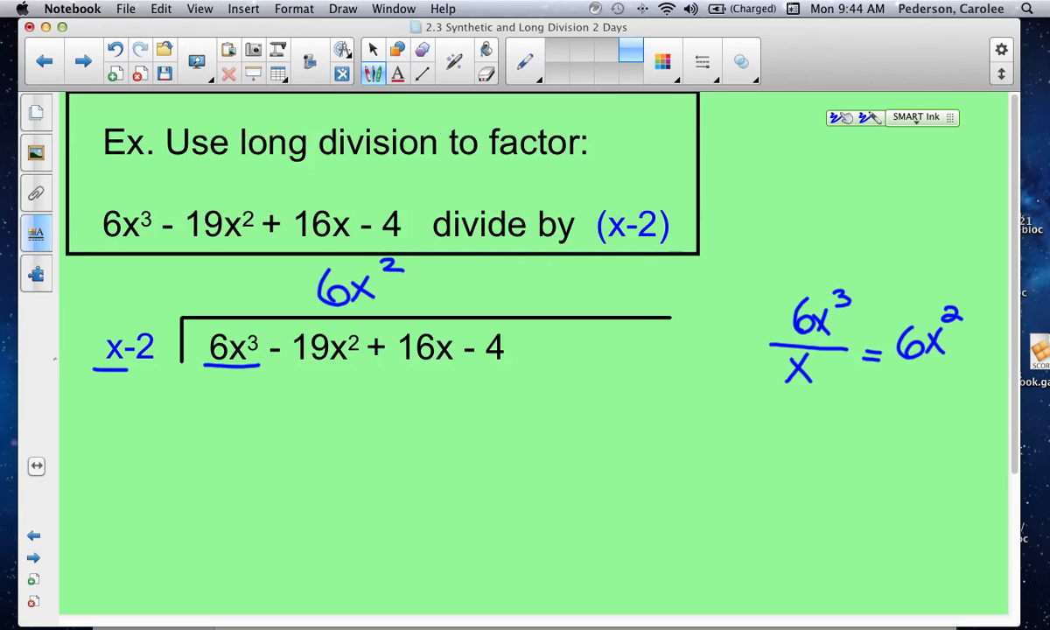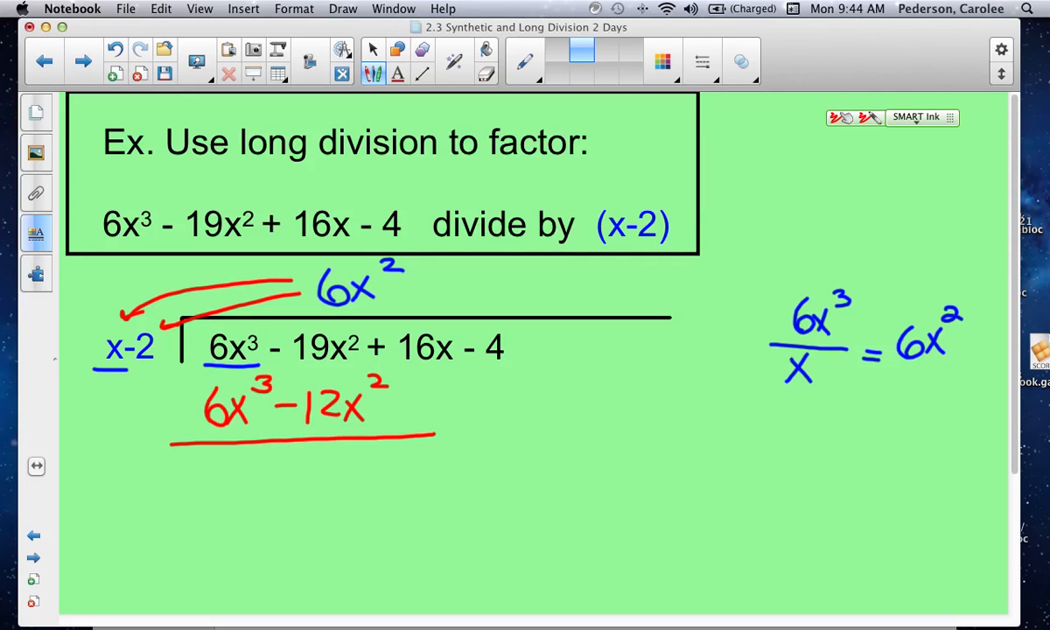Now we're going to go ahead and multiply. We're going to multiply the 6x squared times both parts in front, the negative 2 and the positive x. So we say 6x squared times negative 2 is negative 12x squared. Then 6x squared times x is 6x cubed. Now what you have to do every single time is subtract the terms.